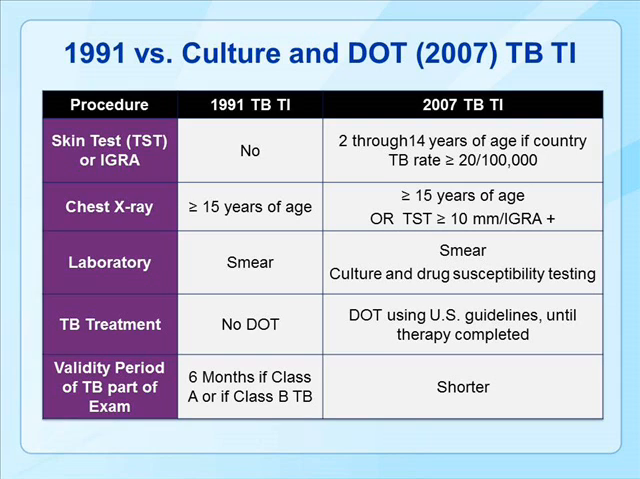In the 1991 technical instructions, there was only a requirement for smears. Now, culture and drug susceptibility testing has been added for 3 specimens. There was no requirement for directly observed therapy in 1991, and now there is, using United States guidelines until treatment is completed. The validity period was 6 months if Class A or Class B back in 1991, and now is shorter.